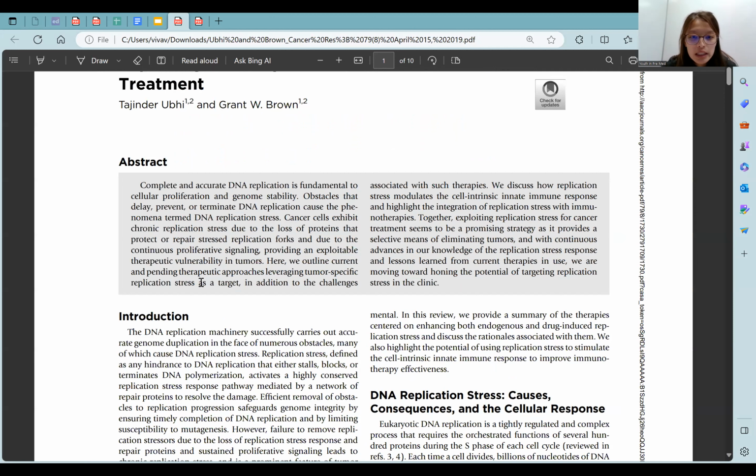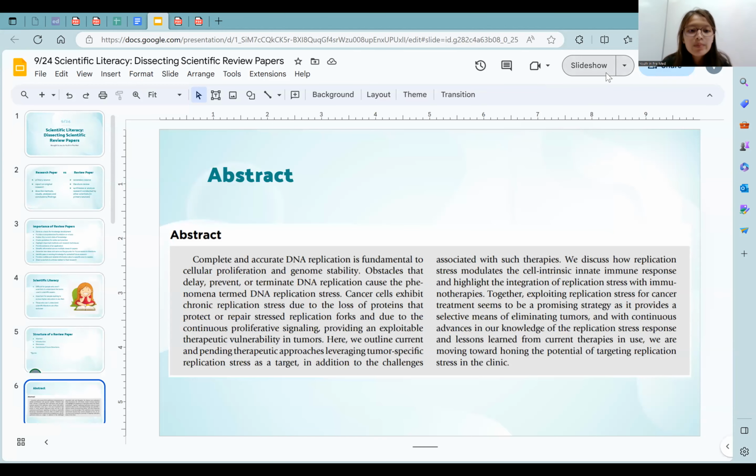So just here, this is the abstract. The abstract is generally a one paragraph summary about what the entire paper is about. So it's super helpful to look at it first because it provides the information that you'll need for the paper and you have a general idea about what the paper talks about. Just going back to the slide here.